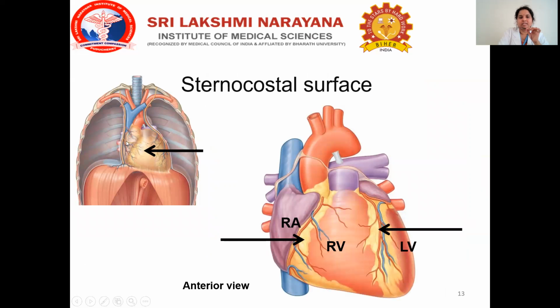Coming to the sternocostal surface, it is otherwise called the anterior surface. This is seen after removal of the anterior part of the ribcage and sternum. The sternocostal surface of the heart is formed by the left ventricle, right ventricle, and right atrium. The left ventricle and right ventricle are separated by the interventricular septum, whose anterior part forms a faint groove here. Similarly, the right atrium and right ventricle are separated by the right atrioventricular septum. The anterior part of the septum presents a faint groove between atrium and ventricle here.